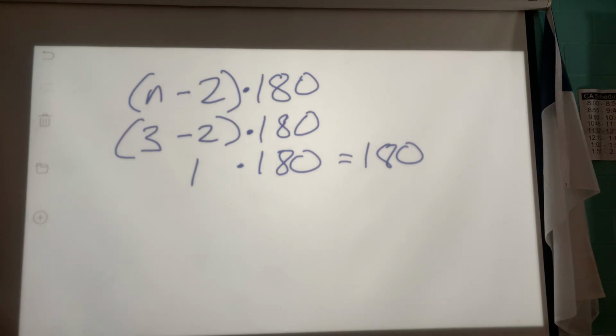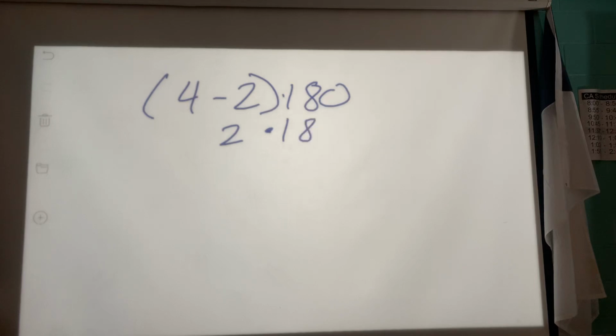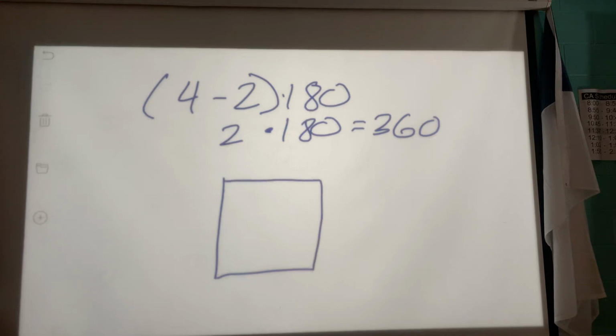Now let's say we look at a four-sided figure. Well, 4 in place of the letter n, minus 2, times 180. So 4 minus 2 is going to be 2, and 2 times 180 gives you 360. We looked at a perfect square, and any rectangle or square is going to have four 90s, and if we take 4 times 90, that's how you can also get to your 360.